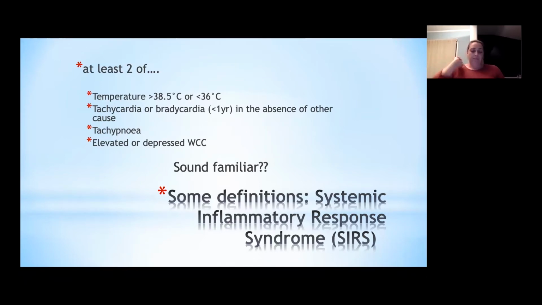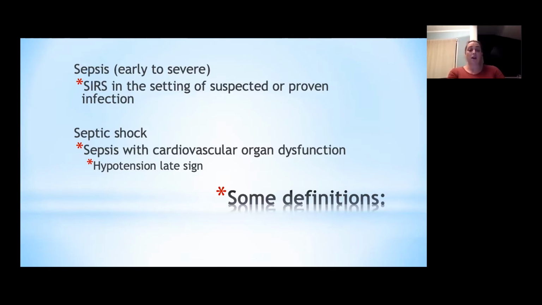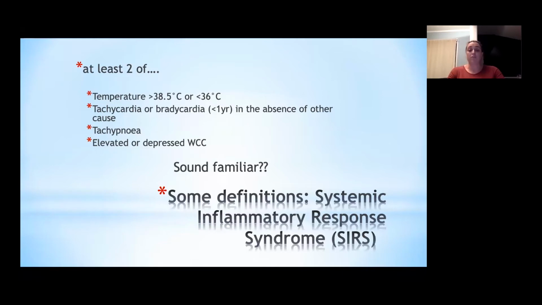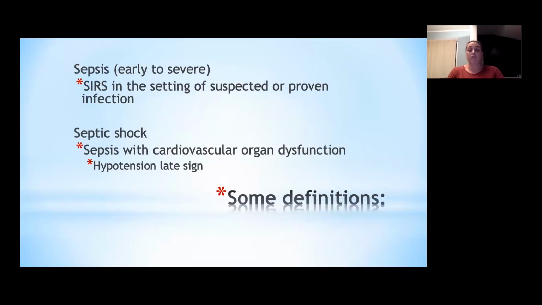So it's a key indicator in the diagnosis of sepsis, but its symptoms mimic other paediatric presentations like viral illness. So it's why we talk about how it's so hard to recognise. So sepsis, early to severe. SIRS, which is the systemic inflammatory response syndrome, in the setting of suspected or proven infection. So you know they've got an infection, or you're pretty sure they've got an infection, and you've got two of the others.